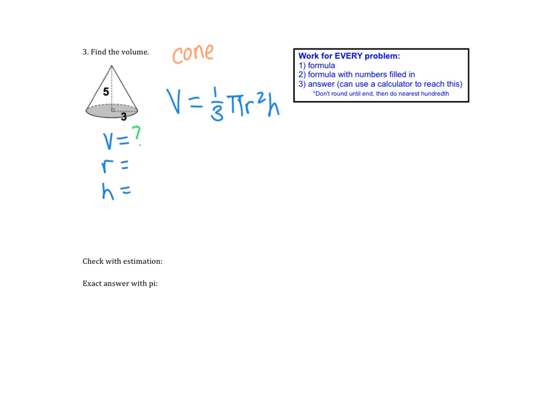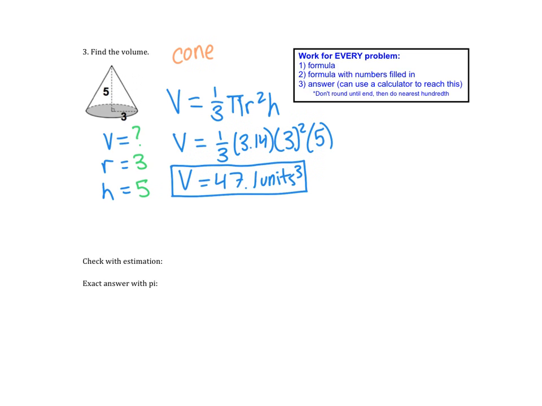I again don't know the volume, but I do know that the radius is given, and that's 3, and my height is 5. So I can fill in my formula and use a calculator to find my answer. I find that my volume is 47.1 units cubed, or cubic units. One thing that I would suggest is, when possible, you do the squaring in your head so that you don't mess anything up. So in my calculator, I would type in 1 divided by 3 times 3.14 times 9 times 5. Or I would type in 3.14 times 9 times 5, find that answer, and divide it by 3, because that's the same as multiplying by 1/3.